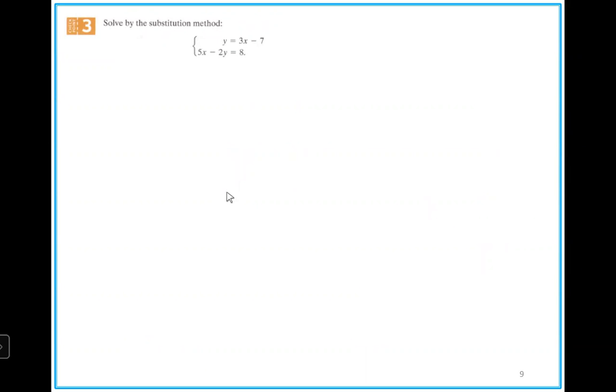Okay, so you're going to solve by the substitution method. This one is similar to what we just did. They already tell you what y is. So you're going to substitute the value for y into the second equation, solve for x, and then once you get the value for x, you could back substitute into the first equation to get y. I'll give you a couple minutes to work on that.